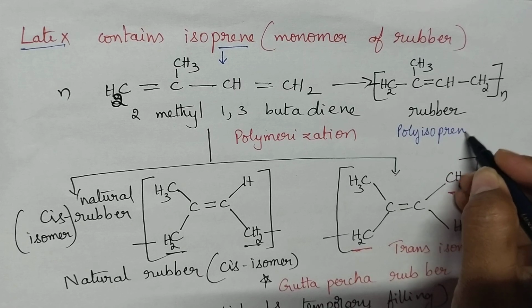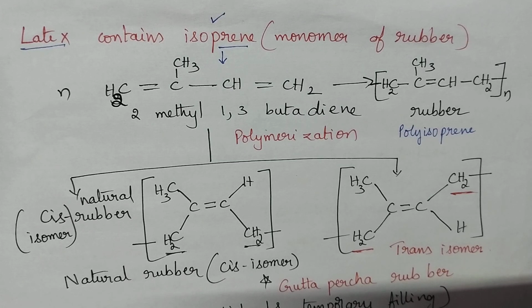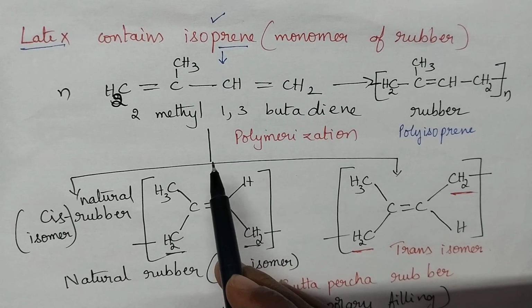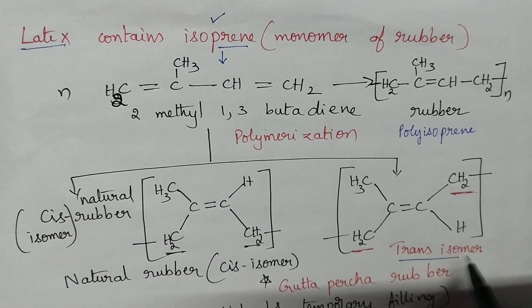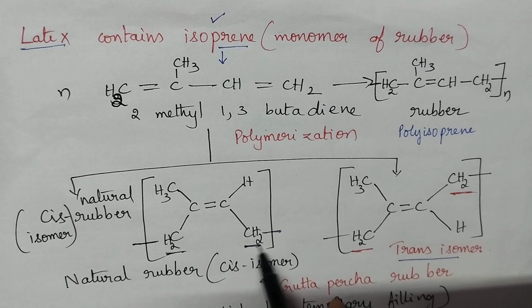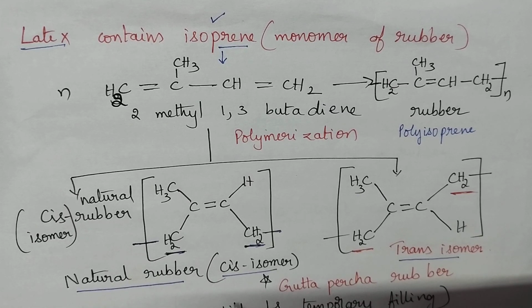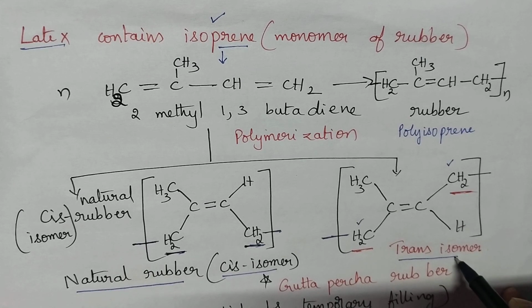So what is the monomer of natural rubber? Isoprene is the monomer of natural rubber. During polymerization, there is a possibility for the formation of cis isomer or trans isomer. Cis isomer means if the similar groups are present on the same side of the double bond, that isomer is called cis isomer. Natural rubber is a cis isomer. On the other hand, if the similar groups are present on the opposite side of the double bond, the isomer is called trans isomer.